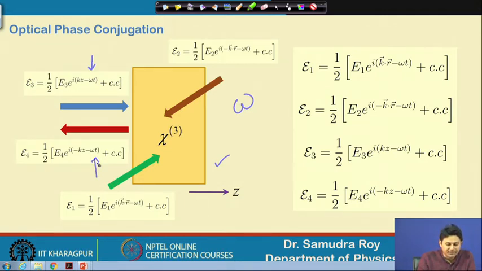But since the direction is different, in one case the wave is moving in the forward direction, and in the other case the wave is reflected back. So, in one case if I write the plane wave in the form e to the power i (k z minus omega t), in the next case I should write e to the power i (minus k z minus omega t). So, this is the same wave, but it is moving in the opposite direction.